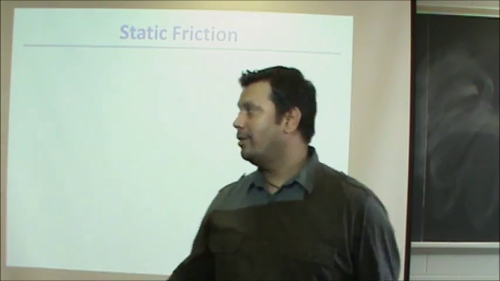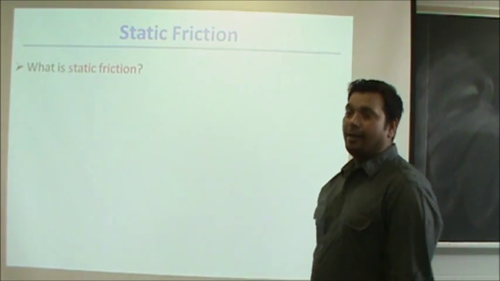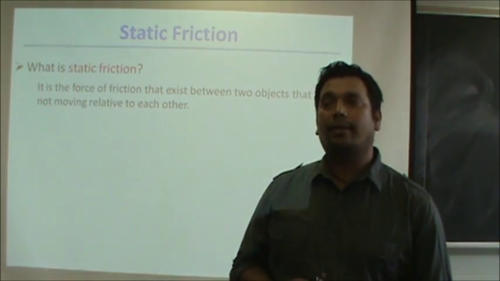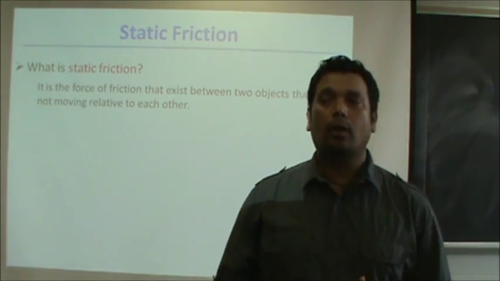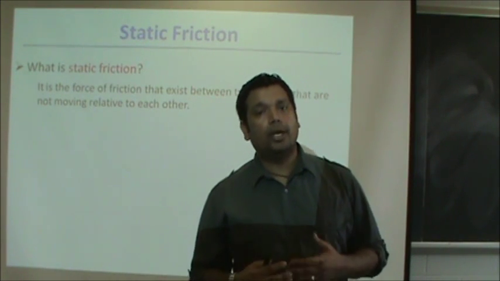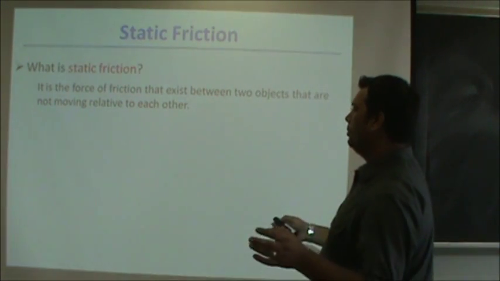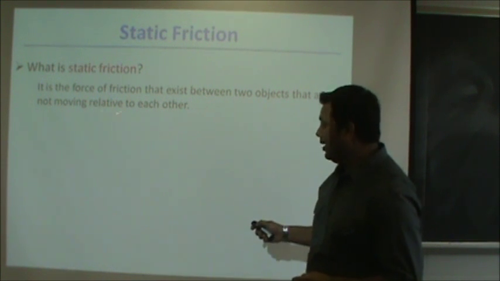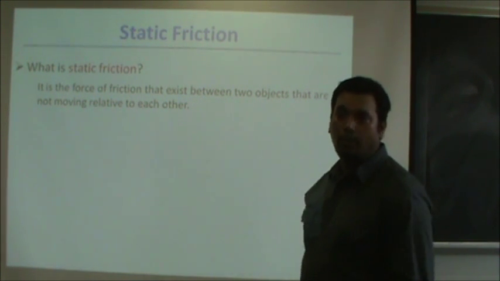So let's get started. What is static friction? It is the force of friction that exists between any two objects when they are not moving relative to each other. Remember, the friction force is related to the relative motion, not simply a motion.